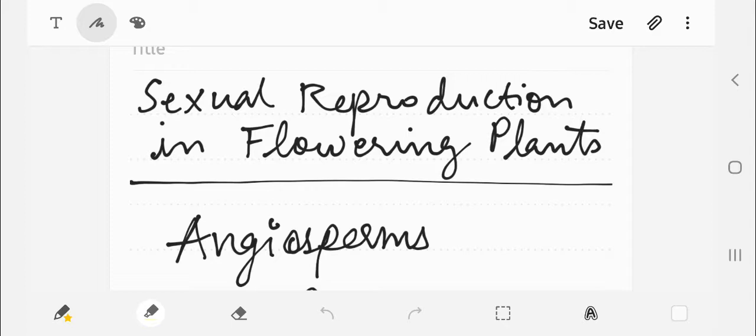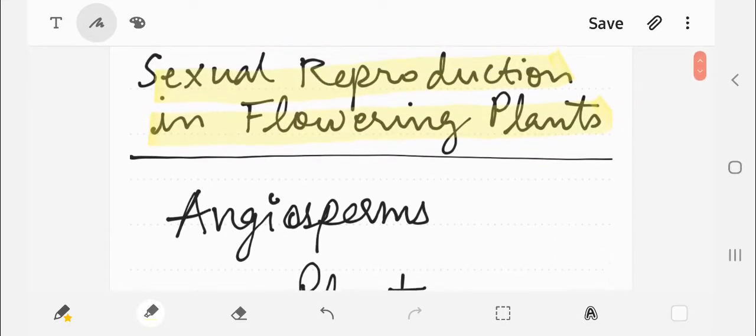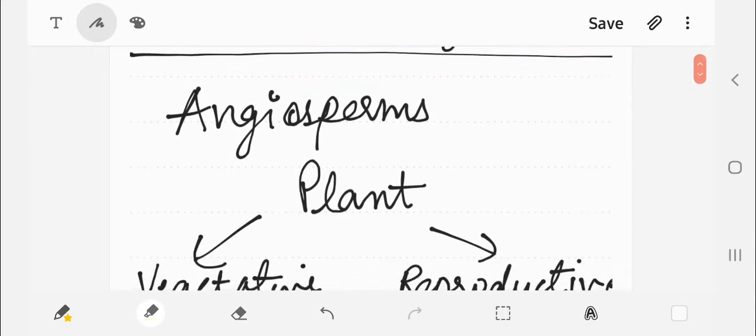After finishing our last unit, that is ecology, today we are going to start our new chapter, sexual reproduction in flowering plants. This is the second chapter of your first unit, how do organisms reproduce.